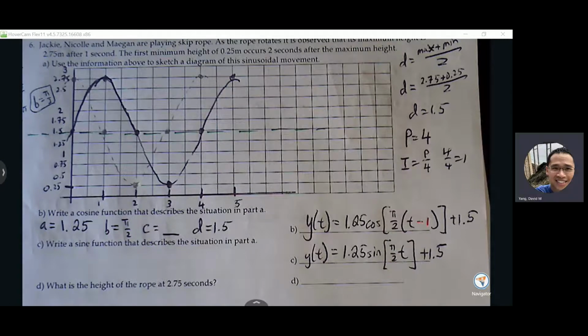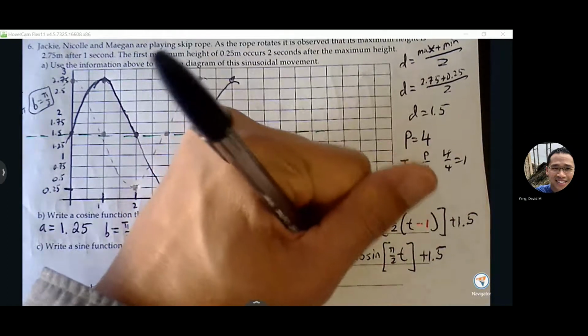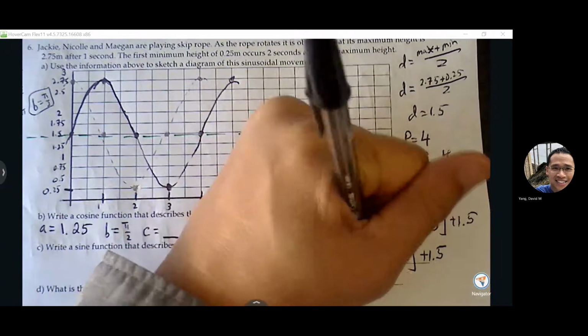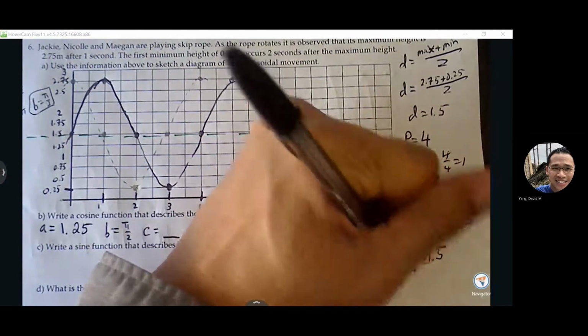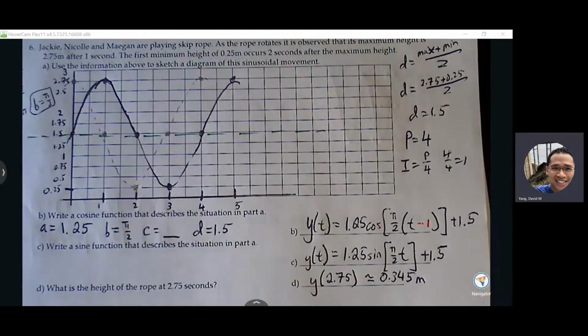Okay, part D, what is the height of the rope at 2.75 seconds? You can plug 2.75 into either equation. Just make sure you're in radian mode. Okay, see if you can get about that decimal value, 0.345 meter.